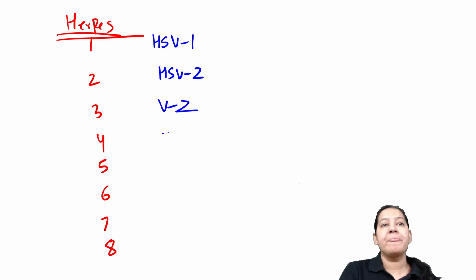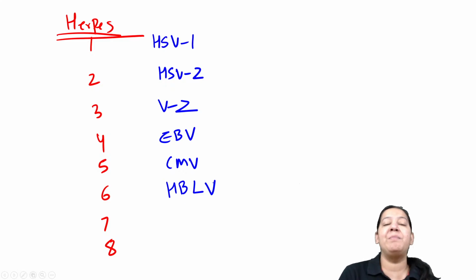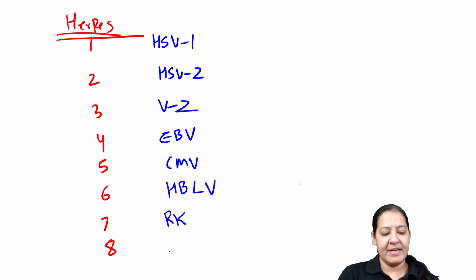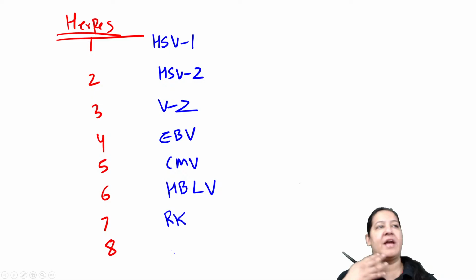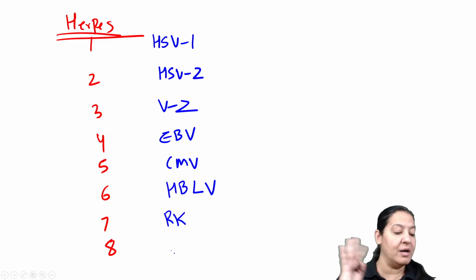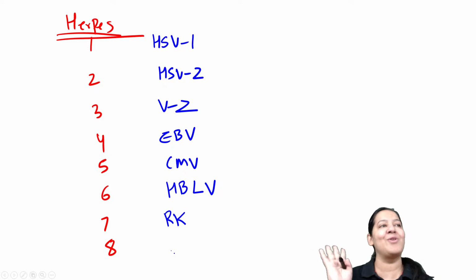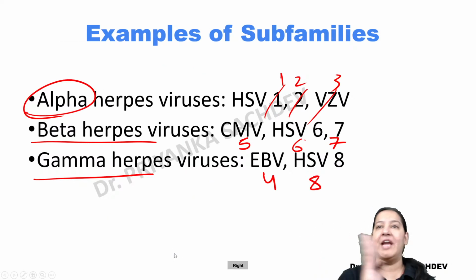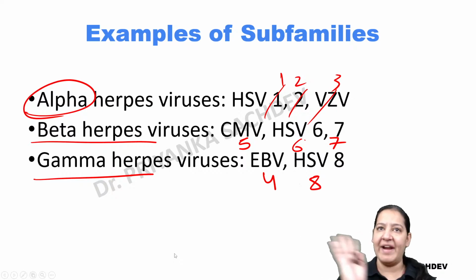What is type 4? It is Epstein-Barr virus, EBV. What is type 5? It is CMV, cytomegalovirus. What is type 6? Type 6 is human B cell lymphotropic virus, HBLV. Type 7 is RK virus. And type 8, I have to see what the name of type 8 is. I just forgot it. So there are 8 types of viruses and you have to learn their names. Yes, you all are right. Very good. So you have to learn their names according to their numbers and divide them into their subfamilies.